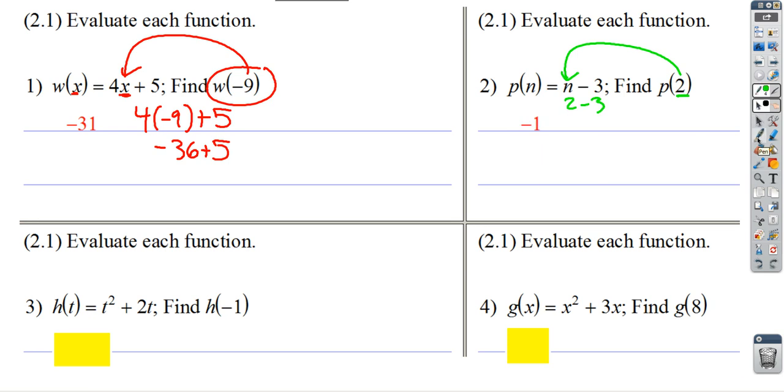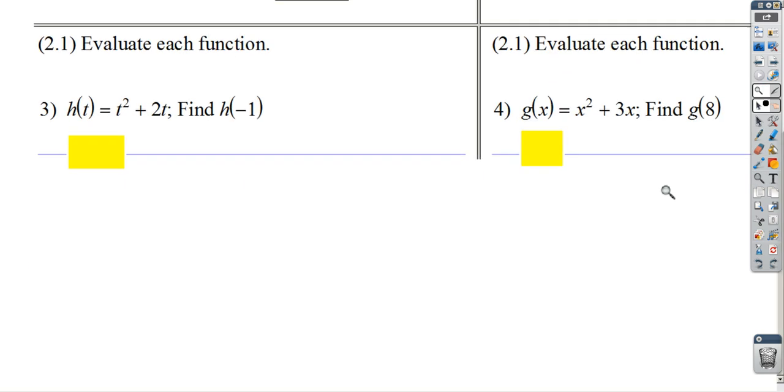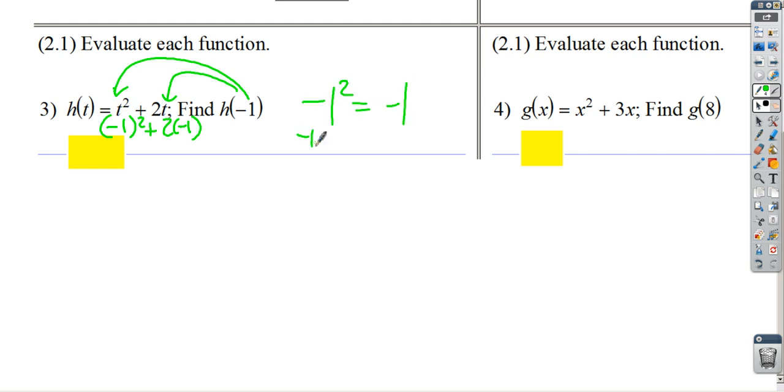Okay, the next two are done similarly, just with exponents. You have to be careful when you're dealing with exponents and squaring them. So this says wherever I see a t, and I see a t in two places, I will plug in -1. So that's (-1) squared plus 2 times -1. The reason I put that in parentheses is because if you enter this in a calculator, it's going to be -1 squared, which means -1 times 1 squared. That's not what you want right here. So (-1) squared is +1. Plus 2 times -1 is -2, and 1 plus -2 gives you -1 as your answer.